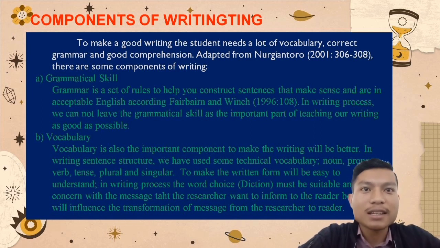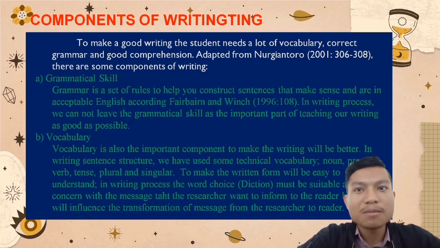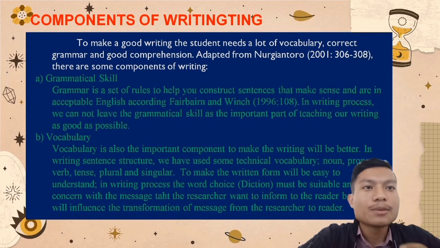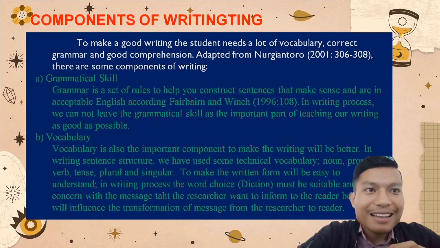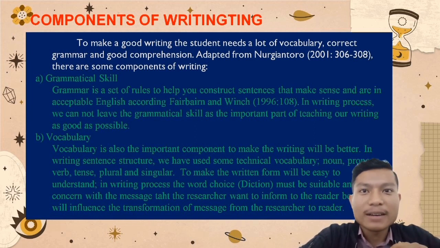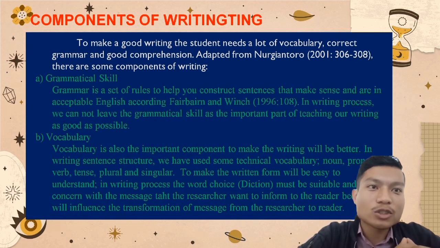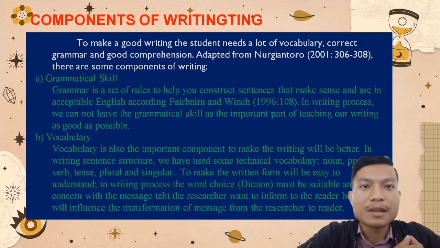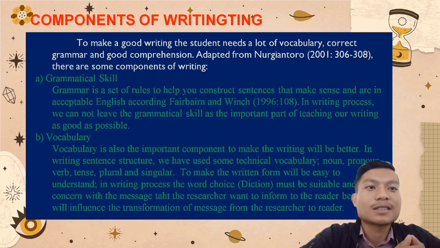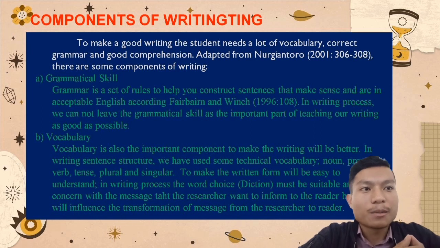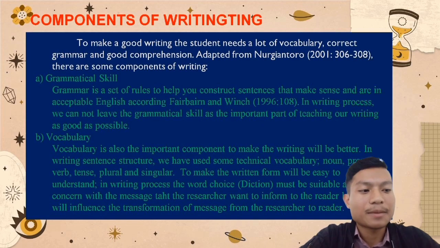In writing sentence structure, we use some technical vocabulary: noun, pronoun, verb, tense, plural, and singular. To make the written form easy to understand. In the writing process, the word choice or diction must be suitable and concerned with the message that the writers want to inform to the reader, because it will influence their skill.